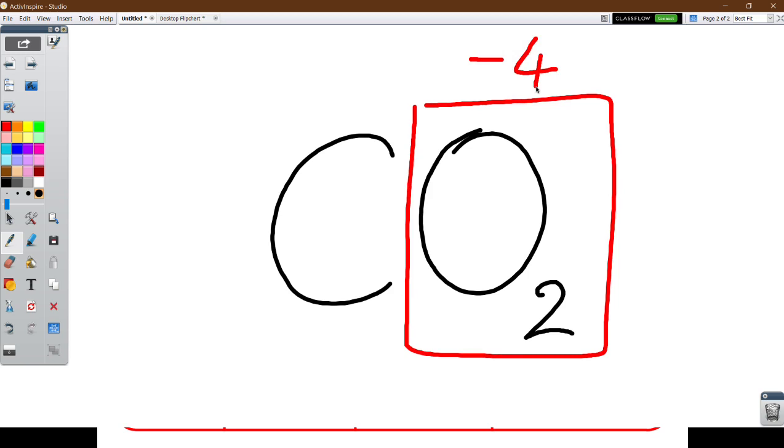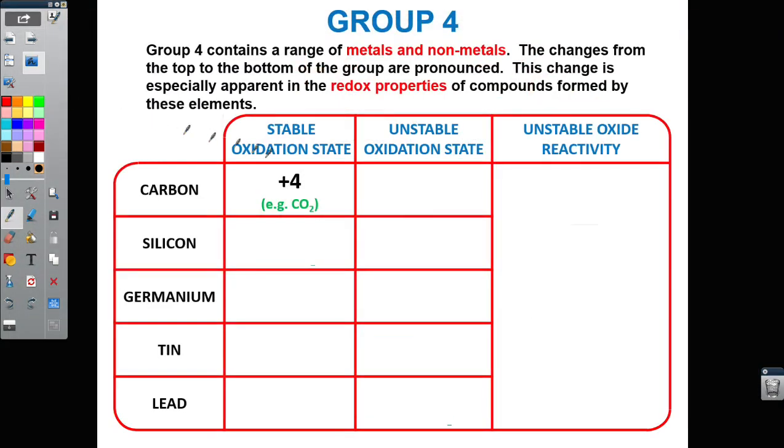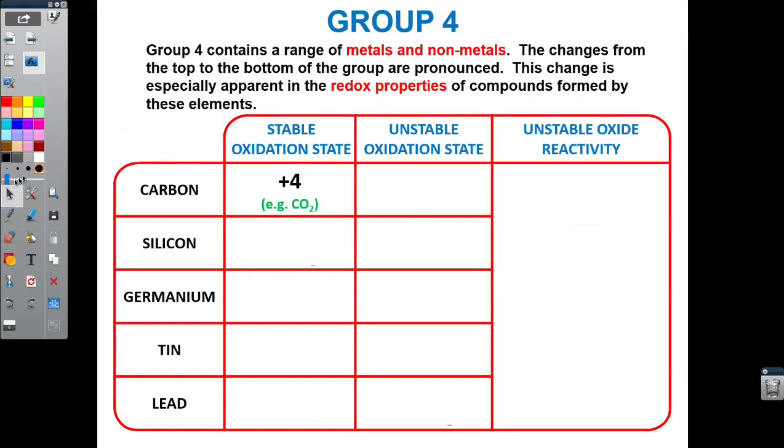Now, if you recall also, when we add the oxidation states together of a compound, then the oxidation states should come to 0. So therefore, in order to get this to 0, carbon here must be in an oxidation state of +4. That's what we're referring to here in that table. Carbon's stable oxidation state is +4. So the stable oxide for carbon is CO2.